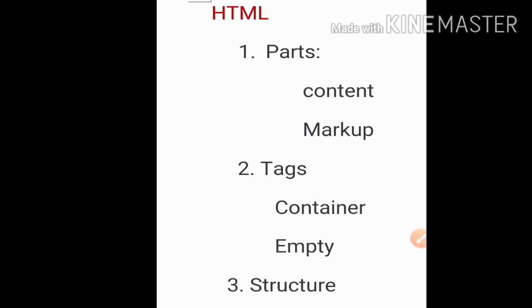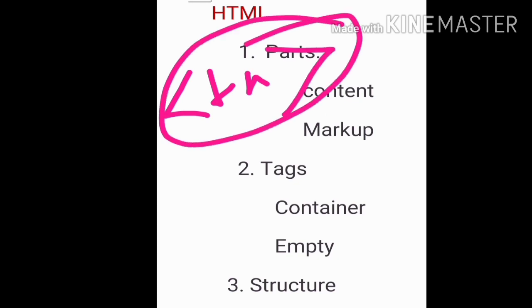So there are different parts of HTML. The next one is tags. This is very important because this is the main thing of HTML. Tags are the commands of HTML. The syntax of a tag is this: you use the angular bracket, then write the tag name here, and then close that bracket. This is the start tag.